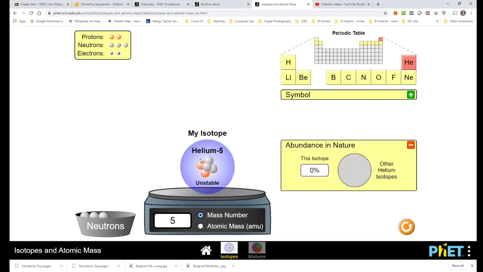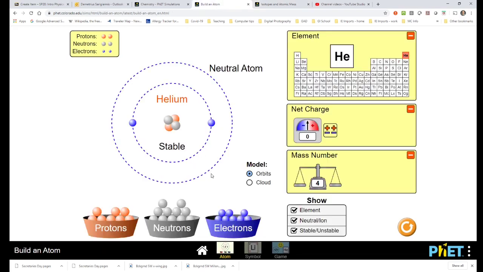Now let's add a... Okay, this is an unstable helium. I'm going to take a neutron out. So helium-3. This is an isotope, but it's only found in nature at 0.0001%. So this is a really cool tool to be able to use. We did helium. Let's look next at lithium.